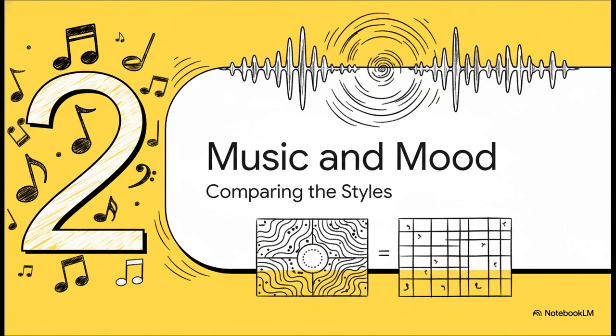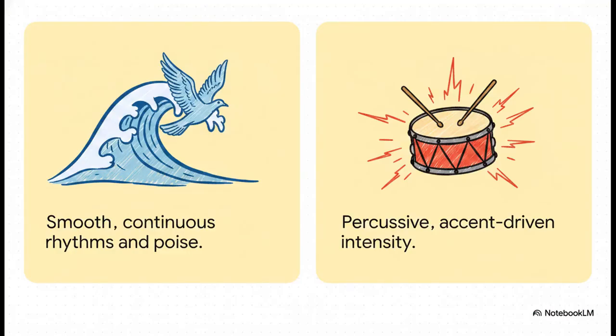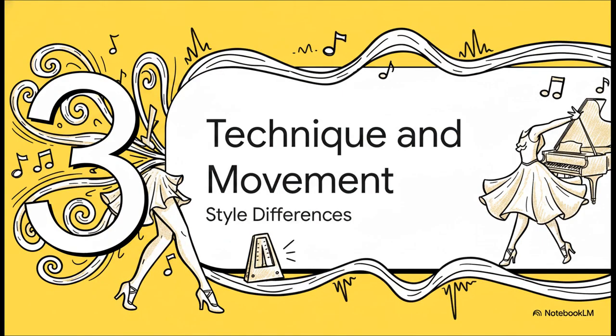Section 2. Comparing music and mood. Okay, so the auditory experience is the bedrock for everything we see happening. In standard, you've got smooth, flowing rhythms, sweeping orchestral arrangements that dictate a mood of pure glide and poise. Latin, on the exact other hand, is fueled by percussive, accent-driven music. Think intense drum lines and heavy syncopation. It demands a highly visceral, expressive response from the dancers, forcing sharper movements, sudden freezes, and a much more overt character performance.